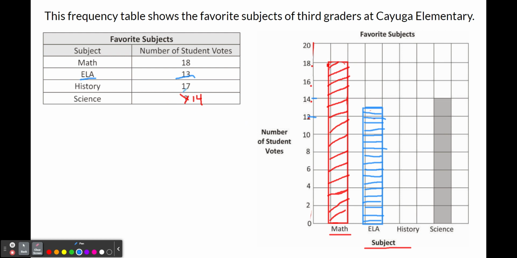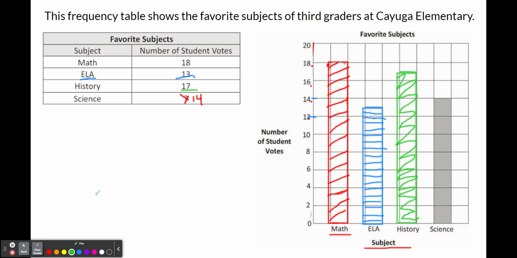Now let's take a look at history. History was 17, so let's find 17. This is the same thing. This is an odd number, so I'm not going to see 17 on my axis for the number of students' votes, but I know that 17 is in between 16 and 18. So 17 is going to be halfway between 16 and 18. So I'm going to label my history right there, because 17 students liked history as their favorite subject.